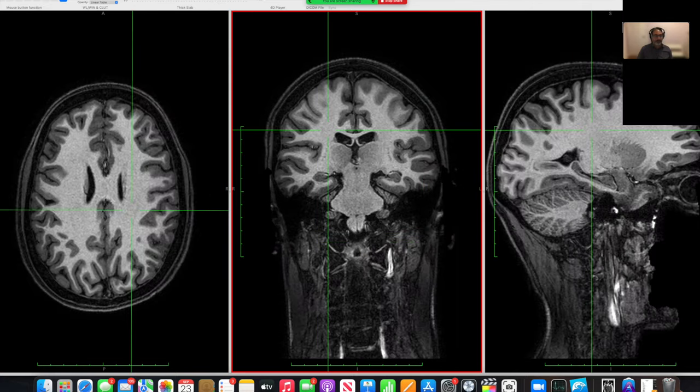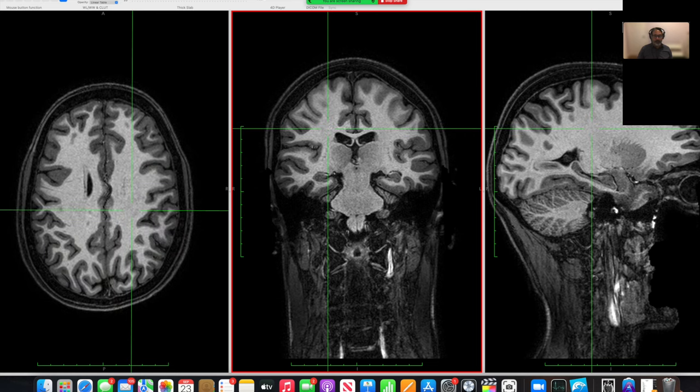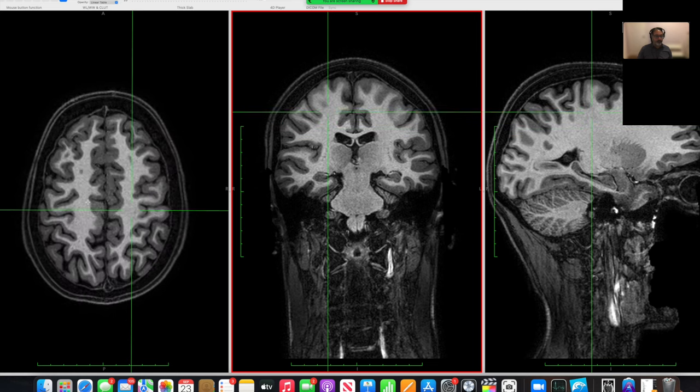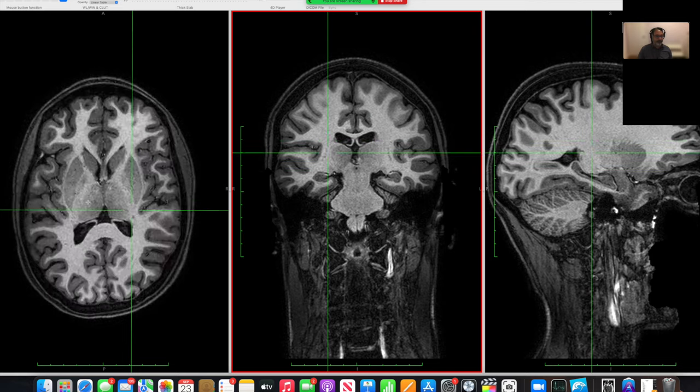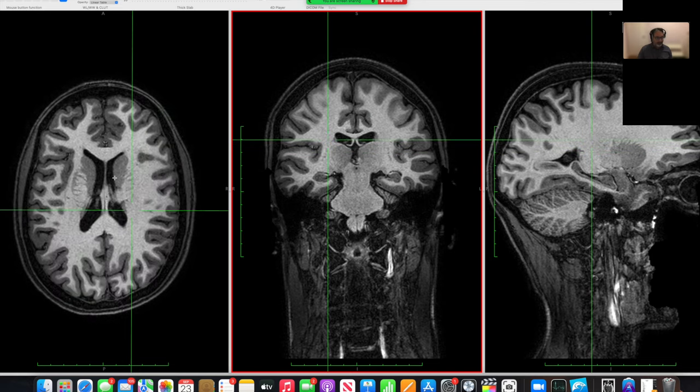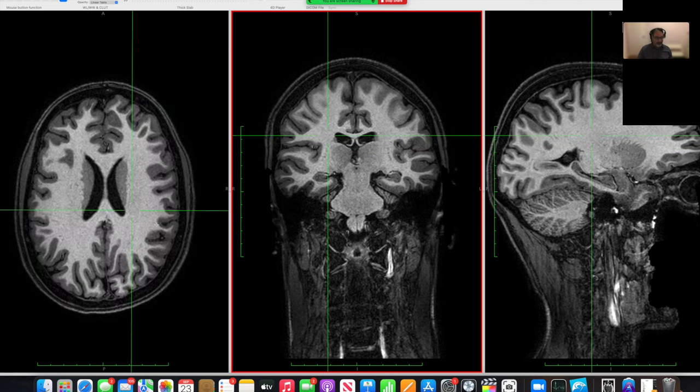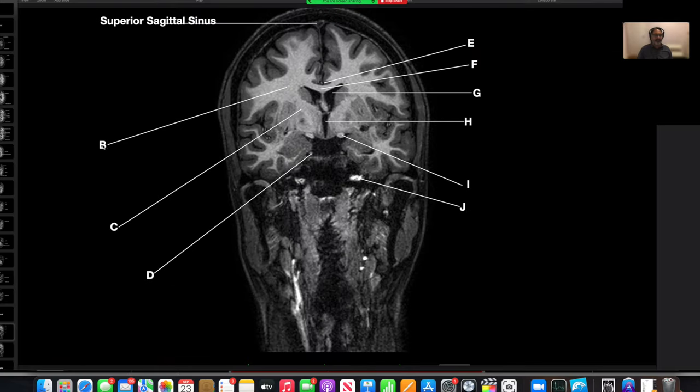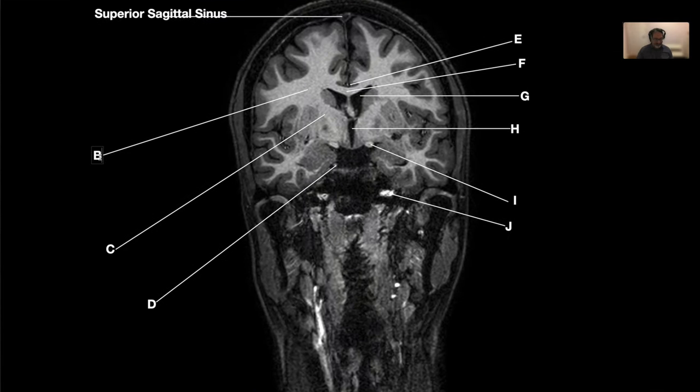And if you want to look at it from an axial view, well, that's too high up, but essentially coming from higher up, as you get higher up there, that's essentially all the corona radiata. And so that's what I was trying to ask here. I was trying to say that's the corona radiata. So that's the corona radiata. Yep. Internal capsule.